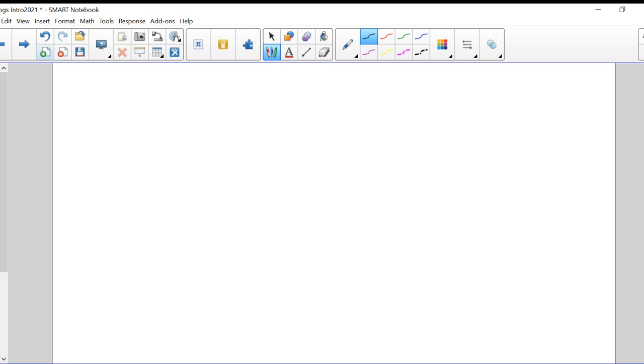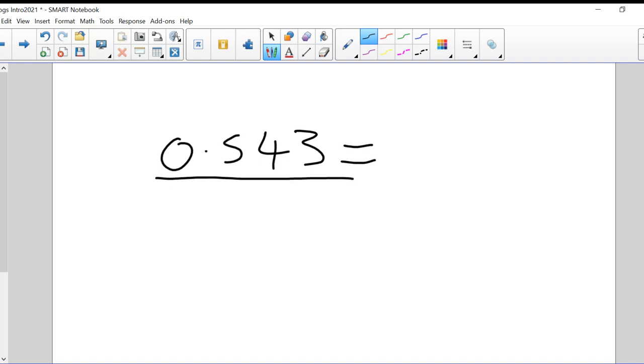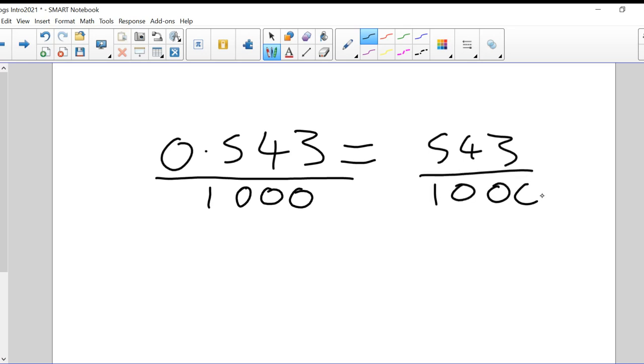If I gave you any decimal, say 0.543, and asked you to express that as a fraction, the way I was taught this, and it works the same way, is to put this over 1 for the decimal point and 0 for all the numbers after it. Because there are 3 numbers after it, I need 3 zeros. So the number on top is now 543 over 1,000.